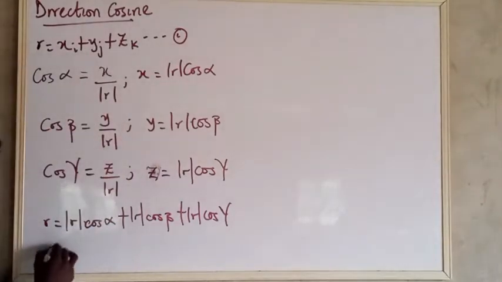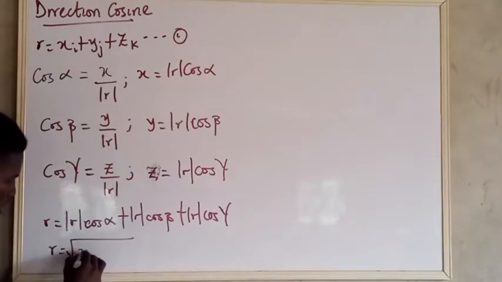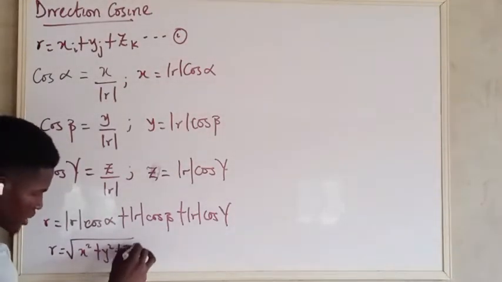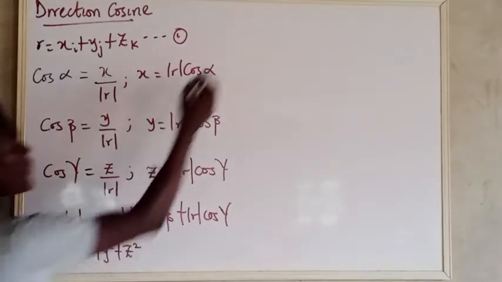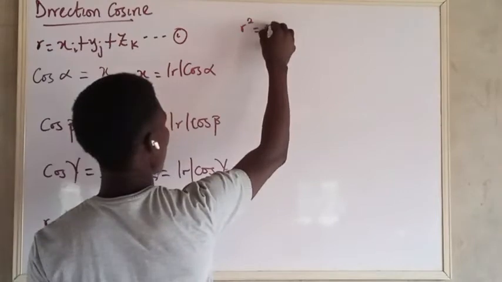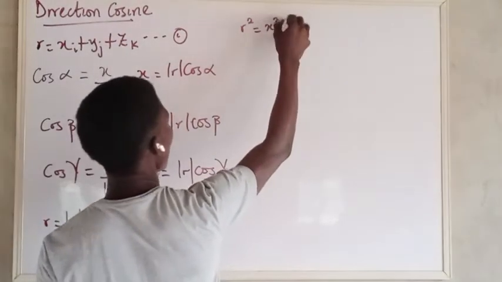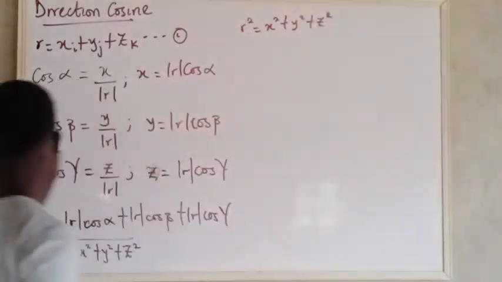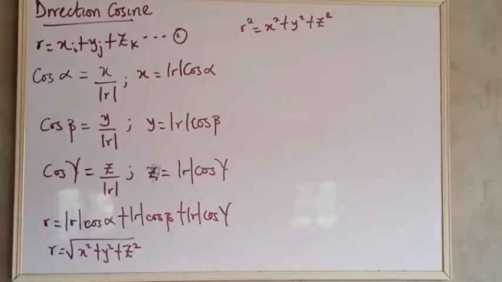Alright, now from this we know the formula for your magnitude is always r equals the square root of x squared plus y squared plus z squared. Also here I can say my r squared is equal to x squared plus y squared plus z squared.